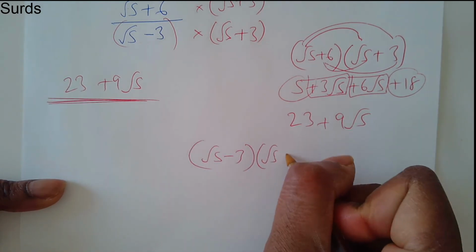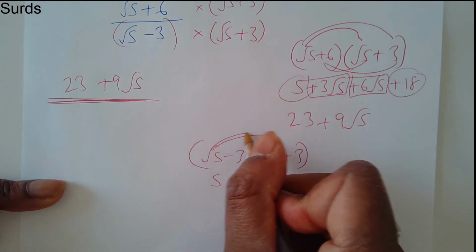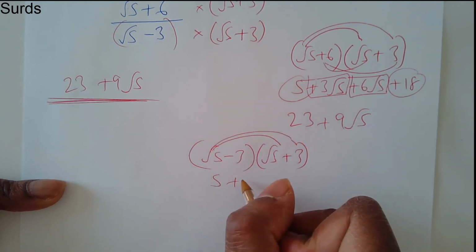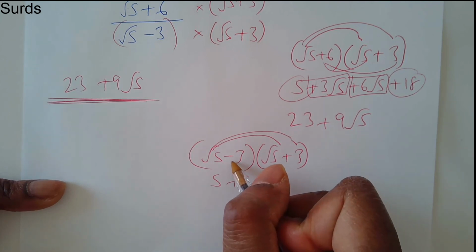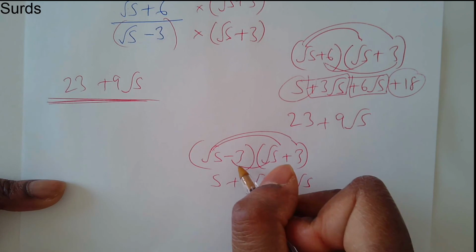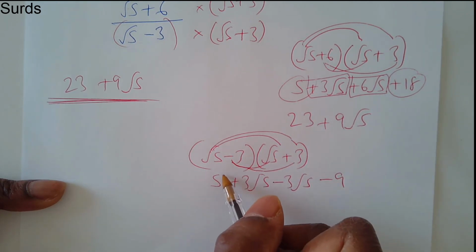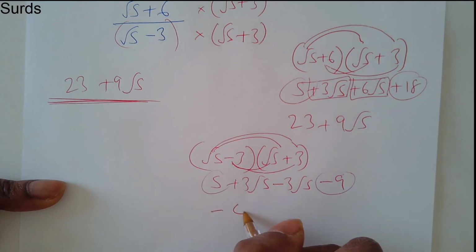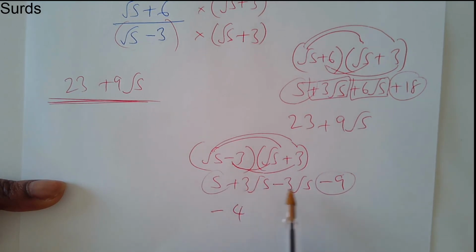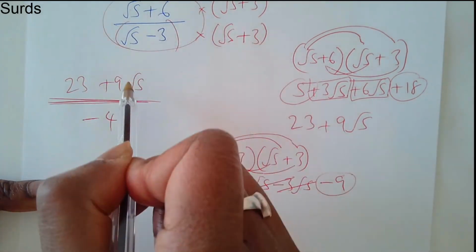So I'm going to expand those. Root 5 times root 5 is just 5. Root 5 times 3, 3 times root 5 is 3 root 5. Negative 3 times root 5 is negative 3 root 5. And then negative 3 times 3 is negative 9. Collect like terms now. 5 take away 9 is negative 4. And then these two cancel out, so you're just left with negative 4. So now that thing there has been rationalized over here.